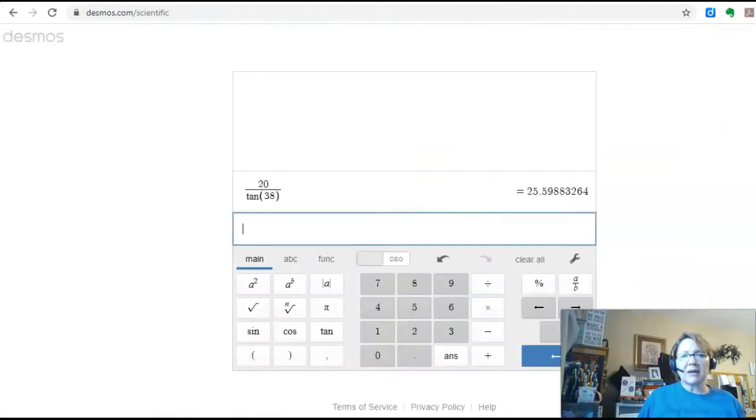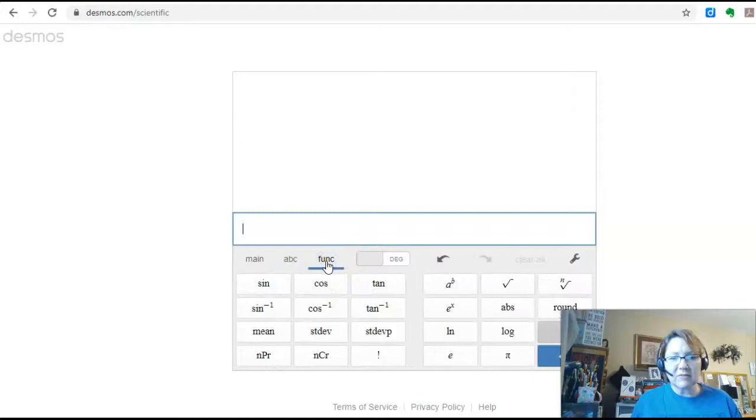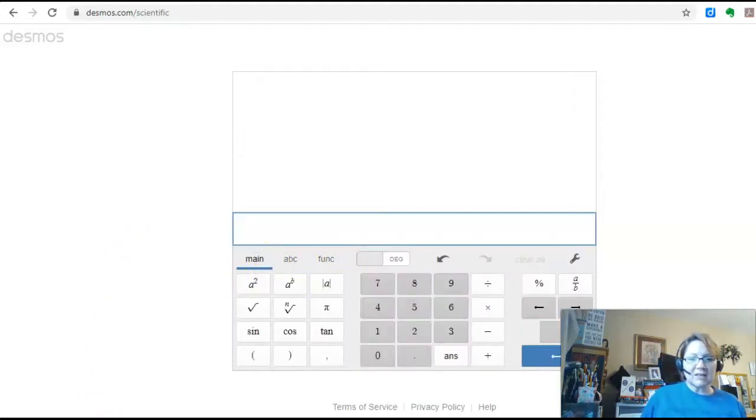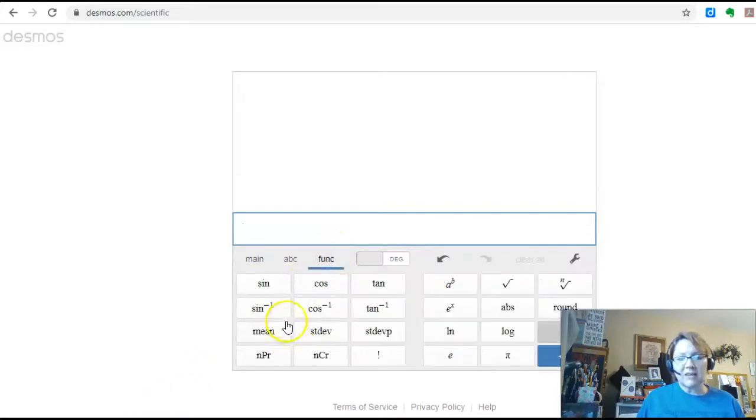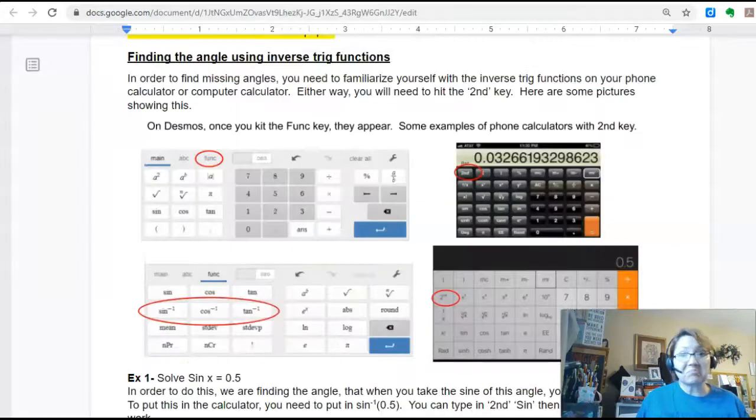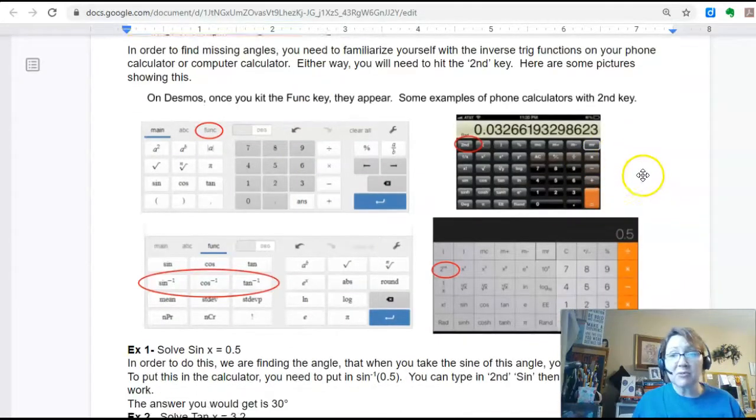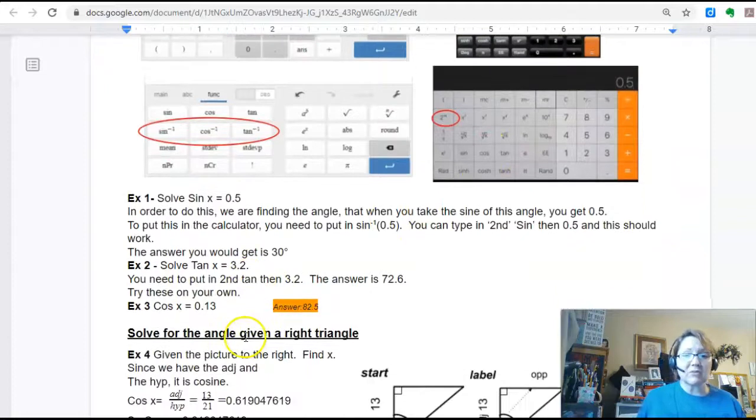I'm going to come back up to Desmos, and I'm going to clear out what I have here. And I just want to show you this function key right there. Okay, you see that function key? So this is our main key, and I just want to circle right here. That's our function key. So that's what we will be clicking on, and then we see our inverse functions. Do it on a different calculator if you want. It's just easier on Desmos.